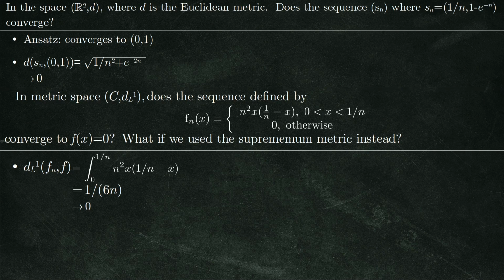Now, what if we had used the supremum metric instead? Again, I'll give you a few seconds and then you come back to the video. Okay, well, now you've thought about it, the maximum value between f_n and f is always a quarter. In order to find that, you may need to differentiate or complete the square or something to find where the maximum value is. But because this is always a quarter, it doesn't converge, it never goes to 0.